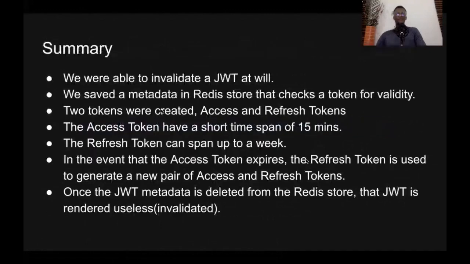In conclusion, we've been able to invalidate the JWT at will. You saw that when we deleted from the Redis store. We saved the metadata in the Redis store that checks the token for validity. Two tokens were created, the access and the refresh tokens. The access token has a short lifespan of 15 minutes, while the refresh token has about a week. In the event that the access token expires, the refresh token can be used to generate a new pair of access and refresh tokens. Once the JWT metadata is deleted from our Redis store, that JWT is rendered useless.